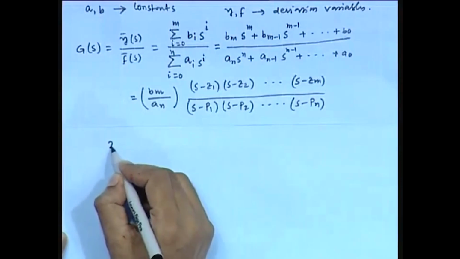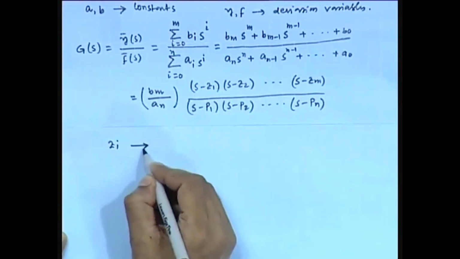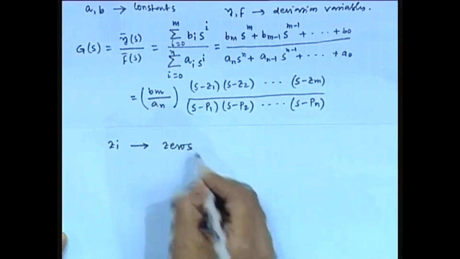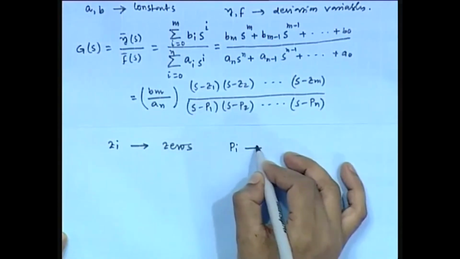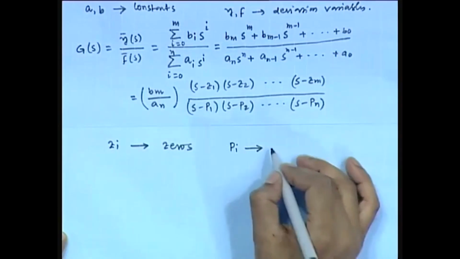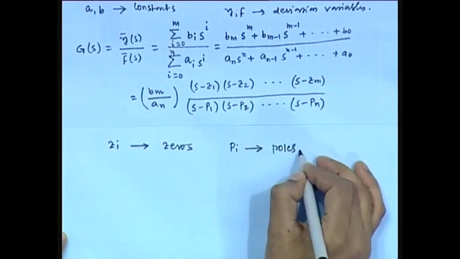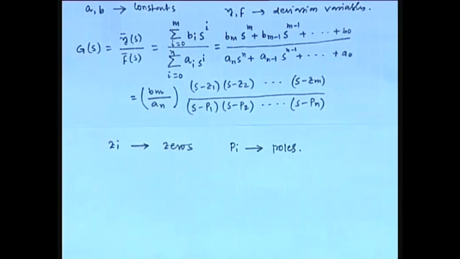Here all z represent the zeros and p represents the poles. z_i denotes the zeros and p_i represents the poles. Fine.